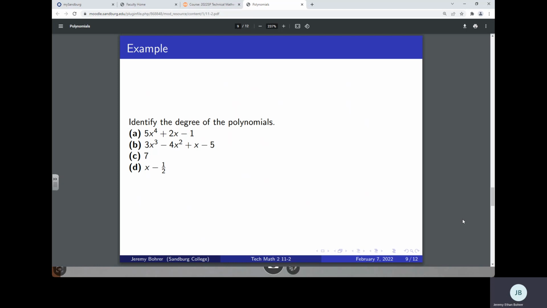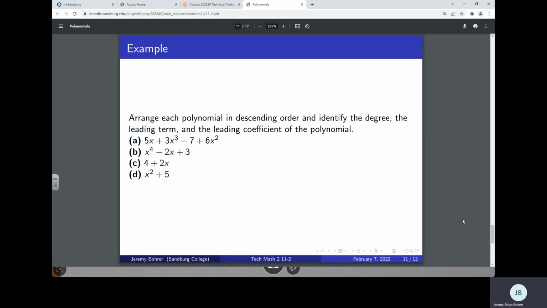In 3x cubed minus 4x squared plus x minus 5, 3x cubed is the highest degree term. It is a 3rd degree term, so this is a 3rd degree polynomial. In C, we just have 7, which is the same as 7 times x to the 0, so this is a 0 degree polynomial. And in D, we have x minus 1/2. That x is a linear term, a 1st degree term, so this is a 1st degree polynomial.